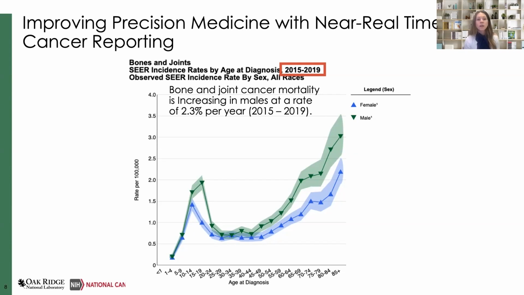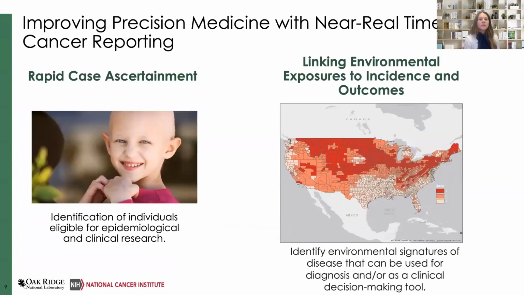That is because there's currently a lag between the time that the reports are received and the time that we are actually able to collate, harmonize, and release the cancer reports. And this is due to the difficulty related to collecting, phenotyping, and harmonizing data across all regions. This becomes an issue in different sorts of domains. One of them is rapid case ascertainment.